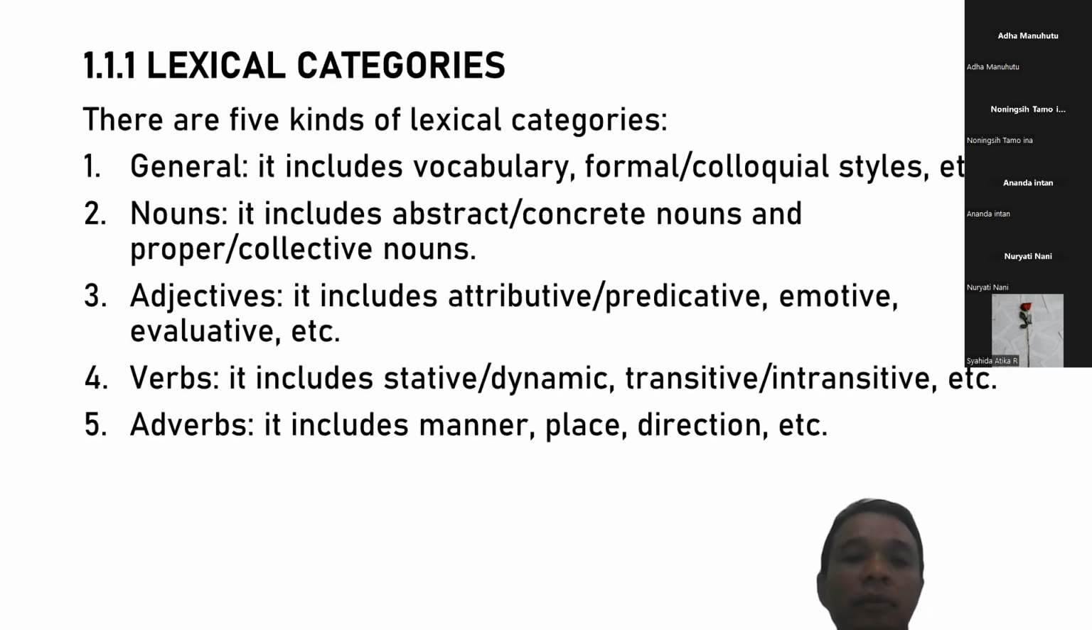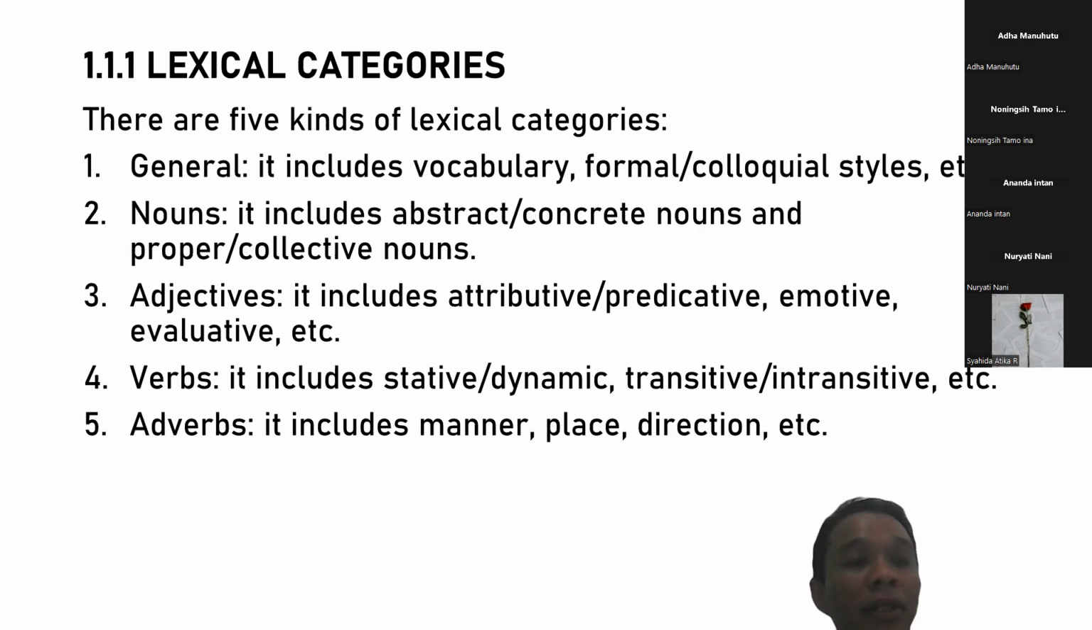Well, the third one, we have the lexical categories, like I said before. In this slide, I'd like to describe it systematically, or in detail. There are five kinds of lexical categories. Okay, the first one is general. It includes vocabulary, formal or colloquial styles.